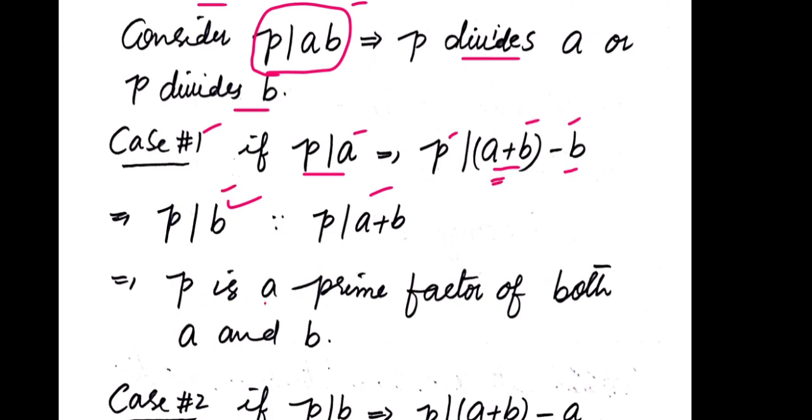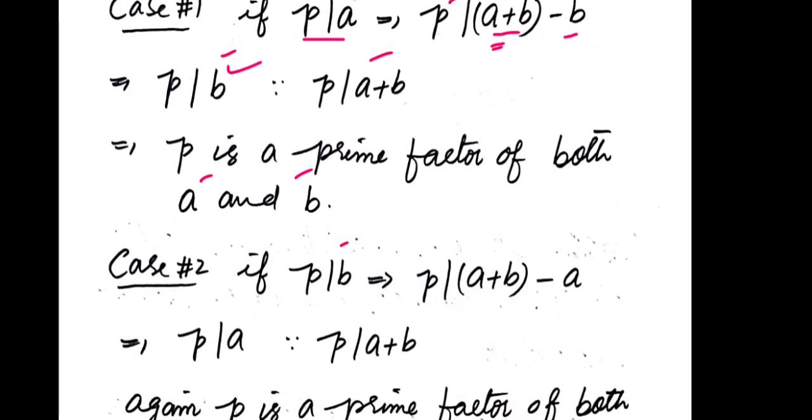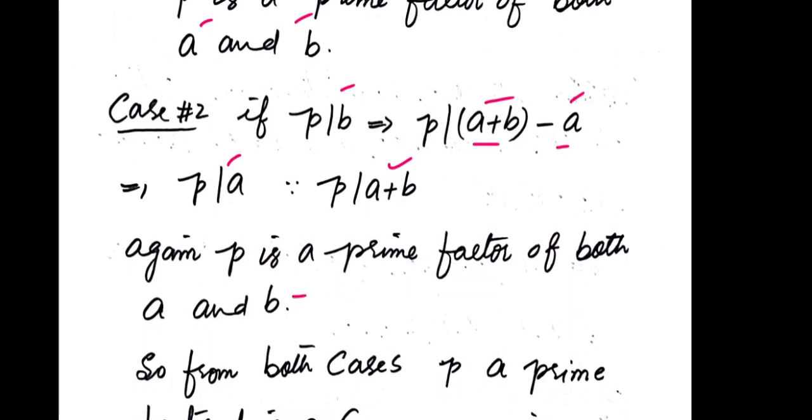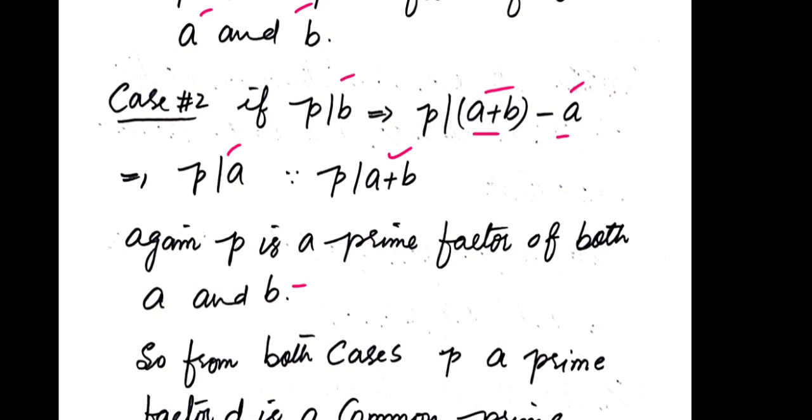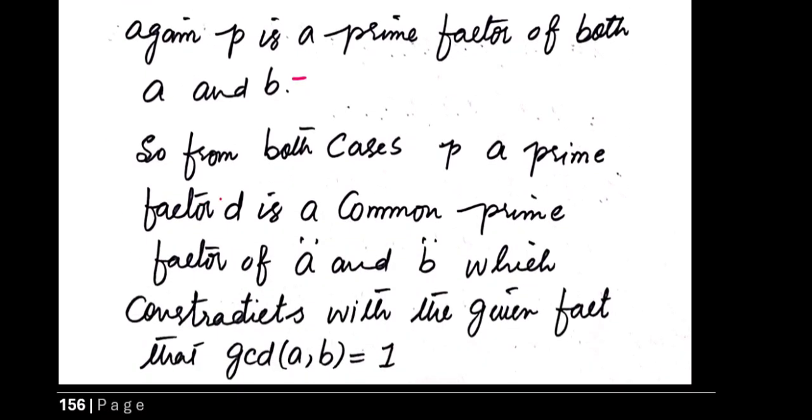This implies P is a prime factor of both A and B. Similarly, consider case number 2. If P divides B, now we show that P also divides A in this case. So if P divides B, we can write, by adding and subtracting B, A as A plus B minus B. As P divides A plus B, P must divide the second number, P divides A. Again, P is a prime factor of both A and B. So from both cases, P is a prime factor.